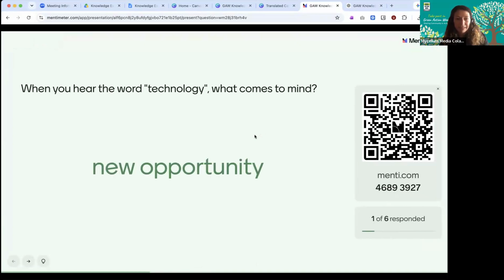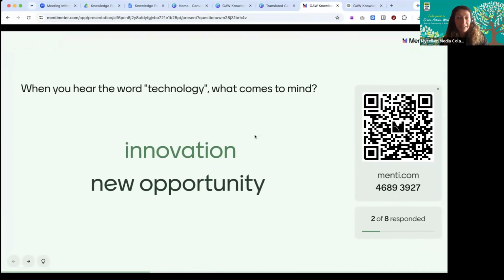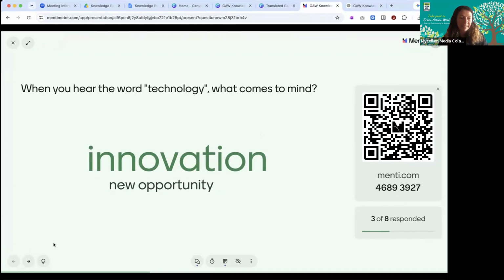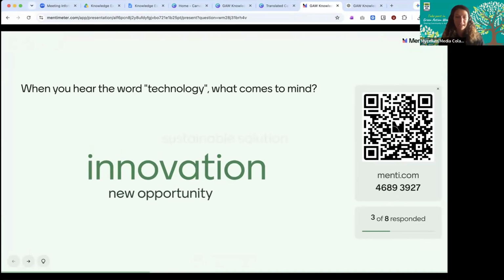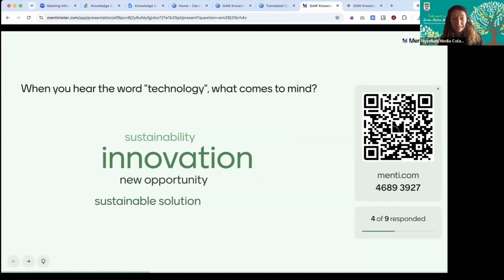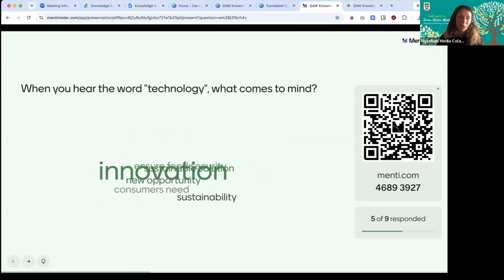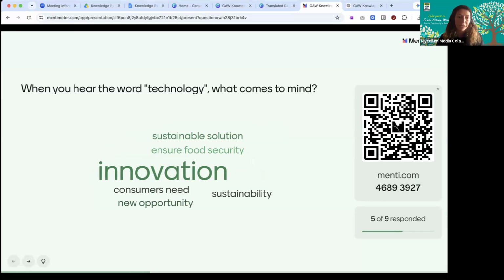So technology can mean different things to different people. New opportunity. Innovation. Yeah. So we have a world now where technology is more and more in our space in so many different ways, sustainable solutions. And it can be really useful. It can also be very unhelpful, depending on the way we take it. So it's nice to look at it and see that, like with anything, it can be a really positive thing, or it can be quite a damaging thing. So that's what we're exploring today around sustainable technology, consumers' needs, ensuring food security.